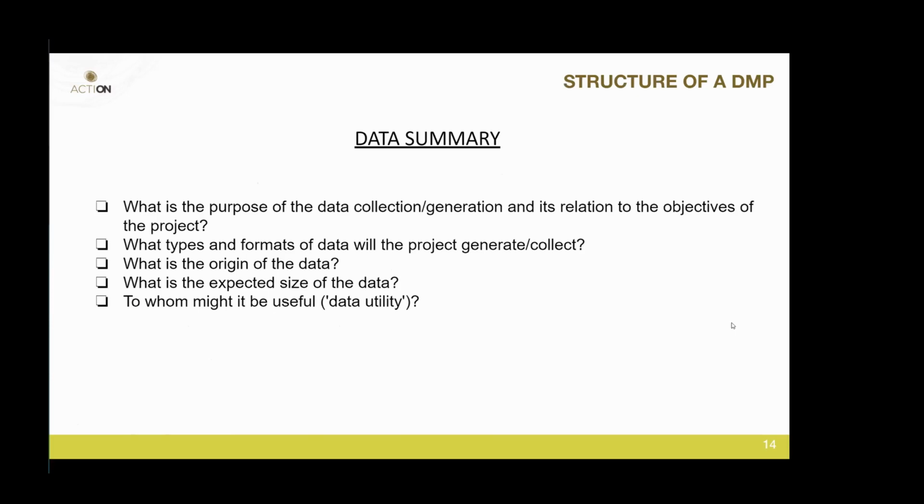So there is a first section, which is the data summary, okay? Basically you have to describe here what the purpose of the data collection is. You have to relate it to the objectives of your project. Also, you have to describe the types of your data, okay? So imagine you have a data set, and you have different columns that represent different values, different fields, different variables that you want to measure. So you have to describe this in this document, okay?